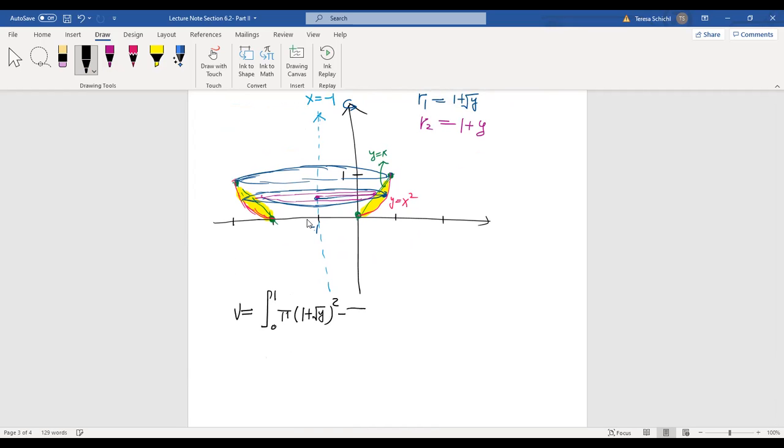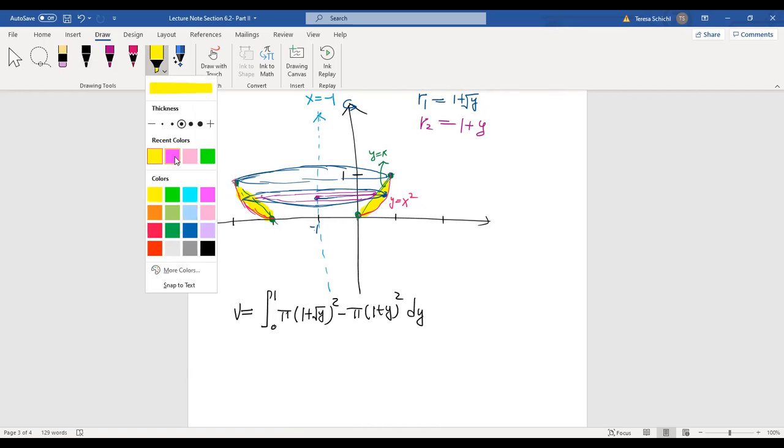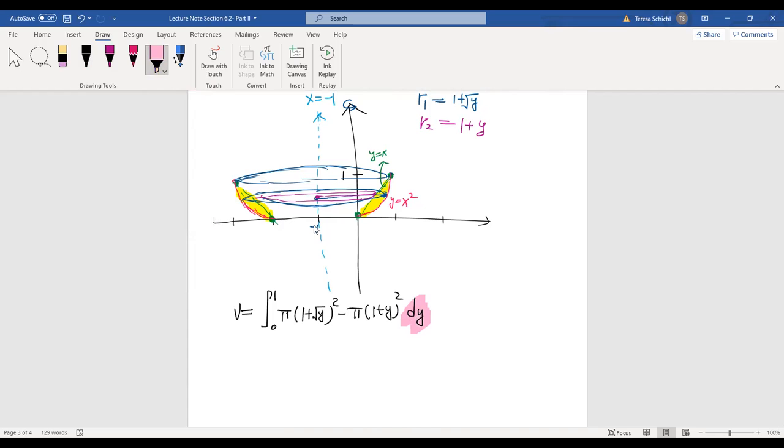Then minus the inner area, so it's pi times 1 plus y, squared. Pi r squared minus pi r squared. Then take the integration with respect to y here, remember? So it's dy, because the x minus x to the -1, this x is really just the shift of the y-axis. So I'm integrating with respect to y. Then this becomes a very straightforward integration.